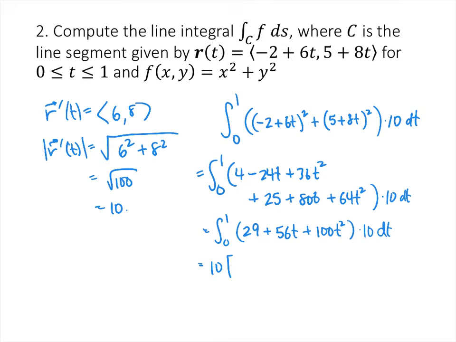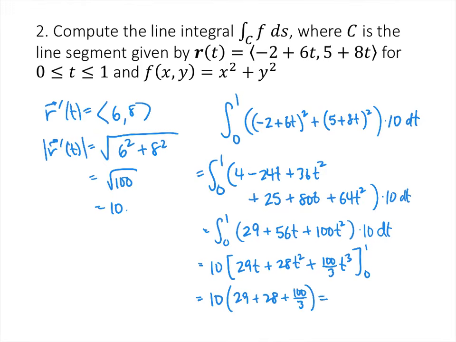So we can take the factor of 10 out. Let's take our antiderivative. We get 29t plus 56 divided by 2, which is 28t squared, and then 100 divided by 3, t cubed. When we plug in 1, we just get all those coefficients. When we plug in 0, we get 0. So this is just 10 times the quantity 29 plus 28 plus 100 over 3. And that works out to be 2710 divided by 3.